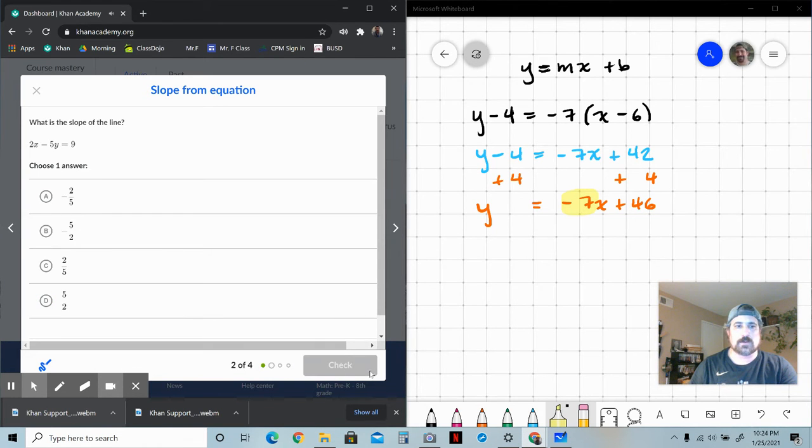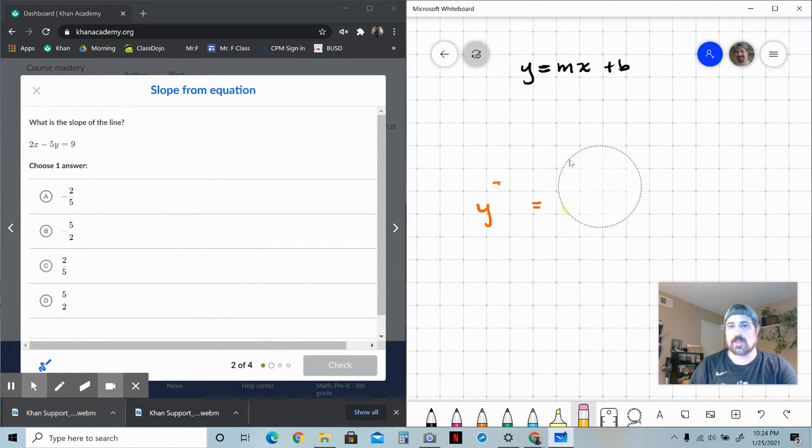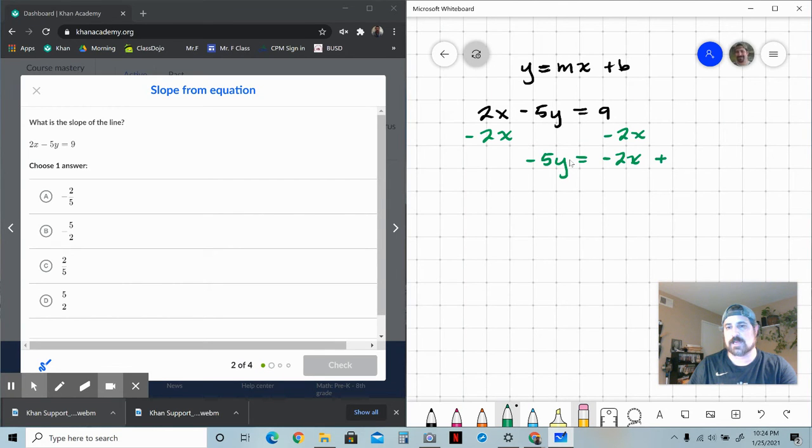All right, next question. So on the next one here, let me erase all this. All right, cool. On this one here, it's going to be 2x minus 5y is equal to 9. Once again, you want to solve for y to get into y equals mx plus b. So here is pretty easy. You're just going to get rid of the 2x on both sides. You're going to get negative 5y is equal to negative 2x plus 9.